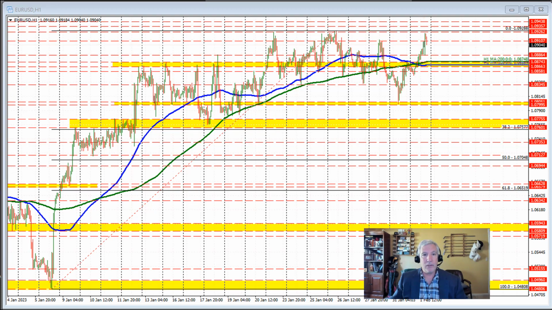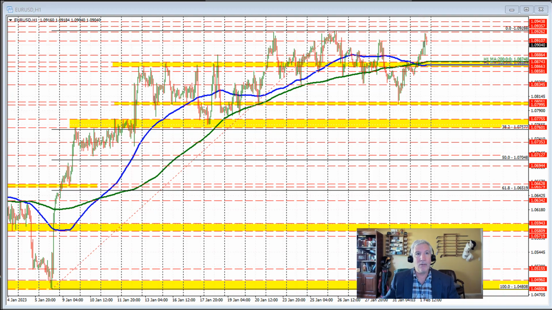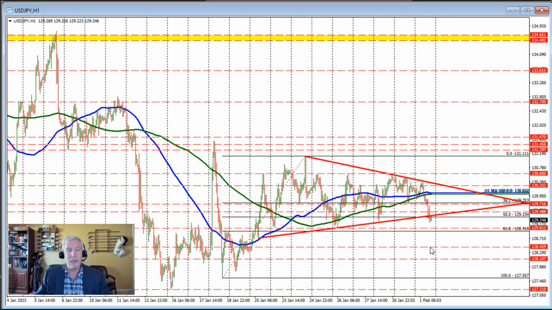Let's take a look at the dollar versus yen next. And if I take a look at the hourly chart here for this currency pair, what do we see? Well, we see the price moving outside of this triangle, actually right here, connecting the lows right through here. We move below that level.